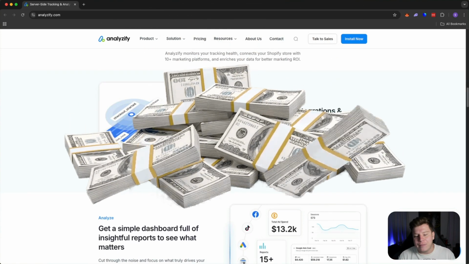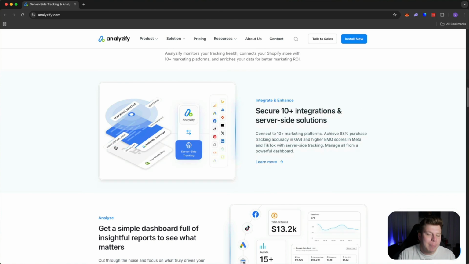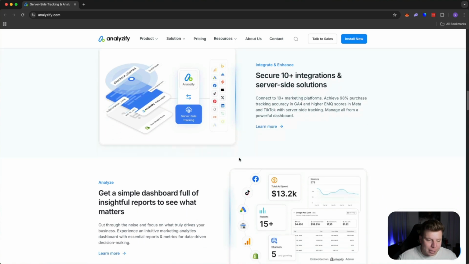ROI is return on investment, and that is basically what e-commerce is about, guys. A return on investment of what you can find, whether it's a cheap product, whether it is a cheap tool, okay? This return on investment is by far the biggest that I've ever had. Now, securing 10 plus integrations and server-side solutions is their integrated and enhanced features. You can see here, looks very, very cool. You connect up to 10 marketing platforms, achieving that 98% tracking accuracy, okay?